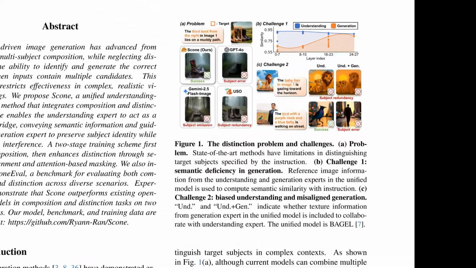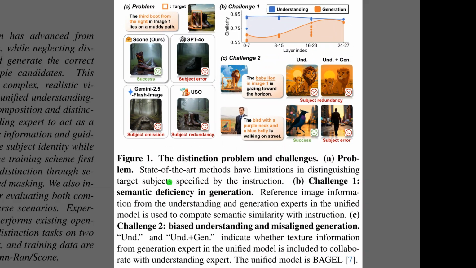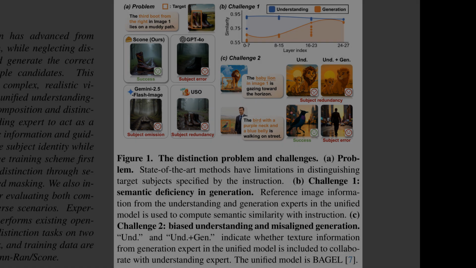Figure 1 highlights why distinction is hard in subject-driven image generation and what specific challenges Scone tackles. The left panel contrasts Scone with other models which often omit the target, duplicate subjects, or pick the wrong one when several candidates appear. The top right curve plots how well different internal layers semantically match the instruction, separating understanding from generation. The bottom right examples show biased understanding and misaligned generation, leading to redundant or incorrect subjects.